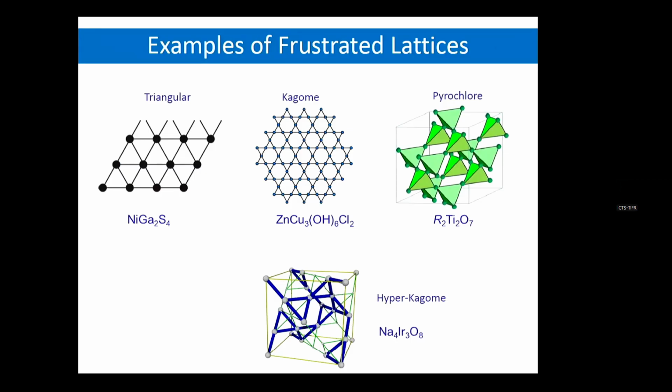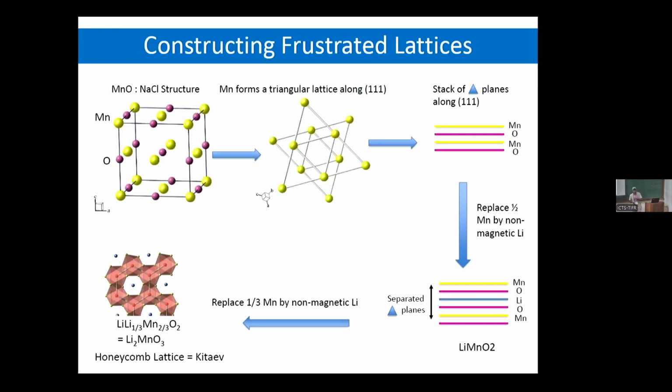So there are several experimental examples of frustrated lattices built out of these triangular motifs, both 2D and 3D. And the surprising thing is that whatever lattice theorists can dream up, nature has already thought about it. So all these lattices have actual realizations. And so as an experimentalist, I wanted to just tell you how experimentalists go about constructing lattices.